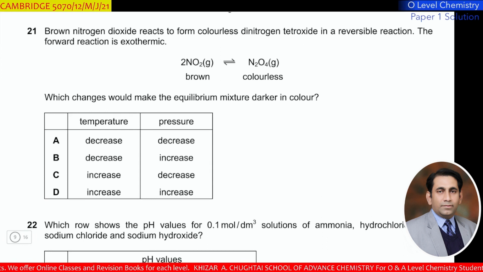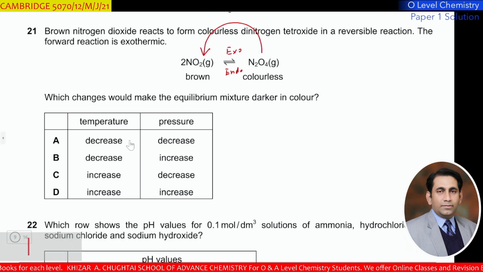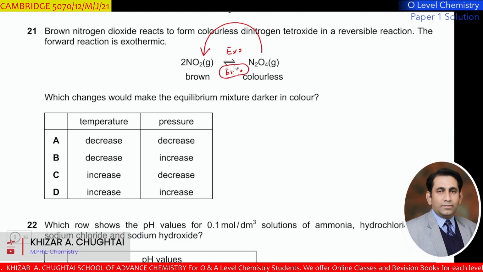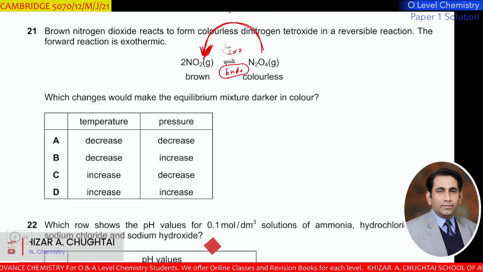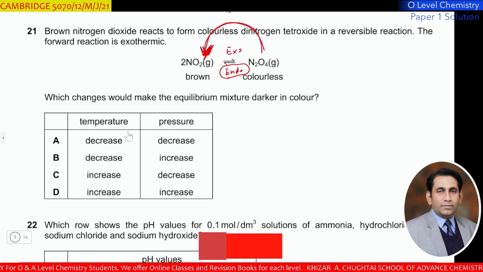Question number 21. Brown nitrogen dioxide reacts to form colorless dinitrogen tetroxide in a reversible reaction. The forward reaction is exothermic. It means that the reverse one is endothermic, right? Which changes would make the equilibrium mixture darker in color? Darker means the position of equilibrium should be shifted towards the left hand side. So what is the option? This side is the endothermic side. An increase in temperature favors the endothermic reaction, so temperature should be increased.